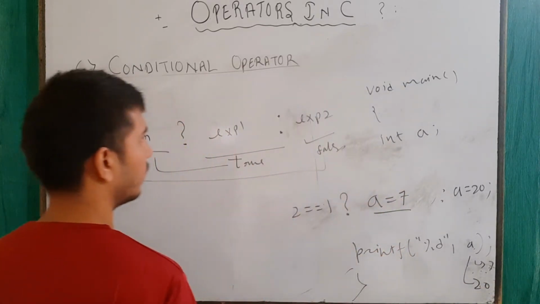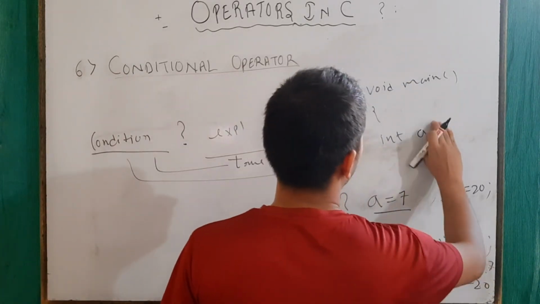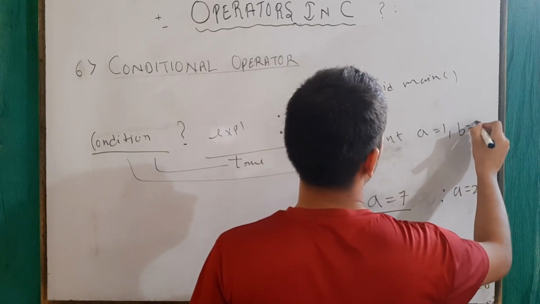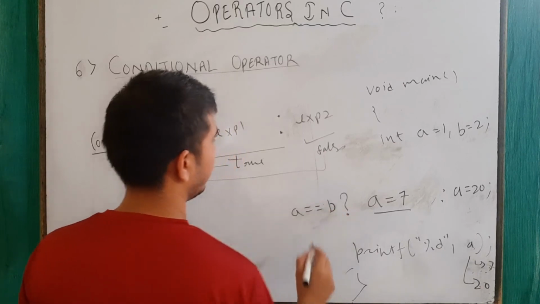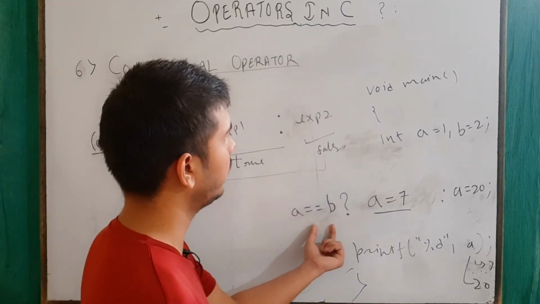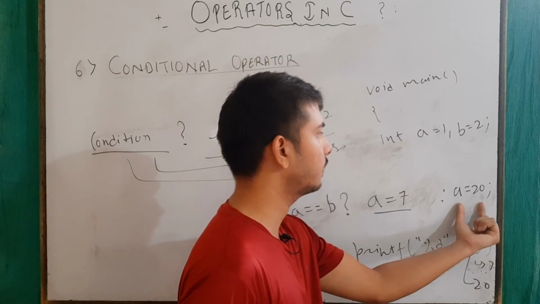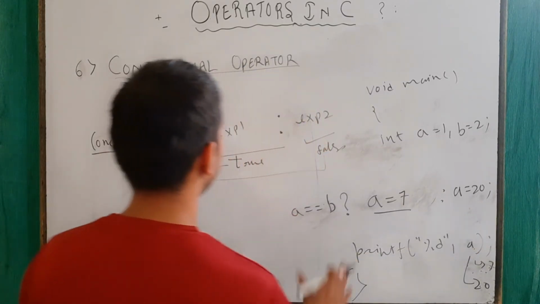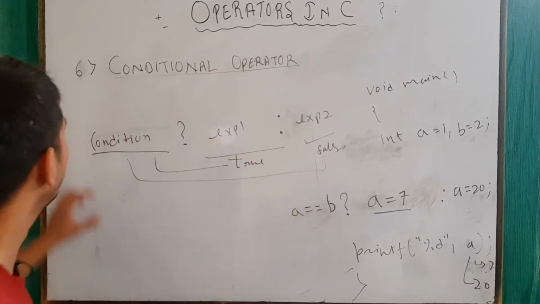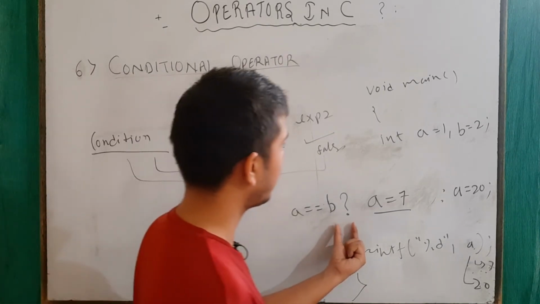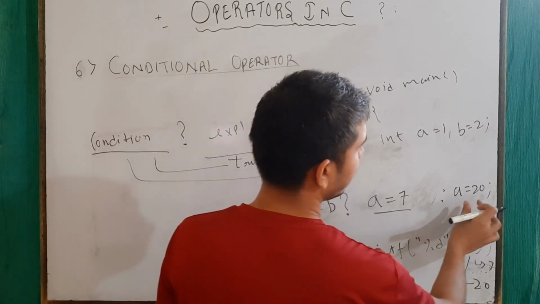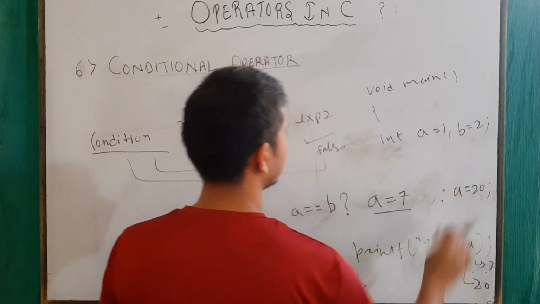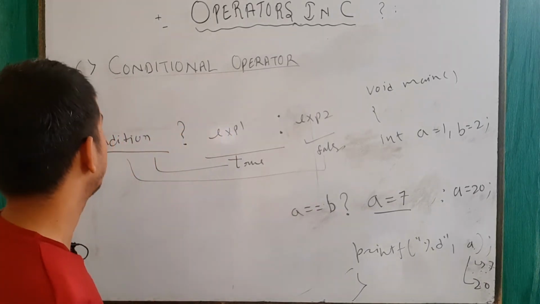Okay, similarly let's say a equals 1, b equals 2, right? Now I can write here something like a is equal to b. Now is a equal to b? No, it is not equal. So the false expression will follow and the output will be 20. Okay, this is how we use the conditional operator. We write the condition first, then the question mark, then the statement to take place if the condition is true, then the colon, and then the statement to take place if the condition is false. Okay, this was about the conditional operator.